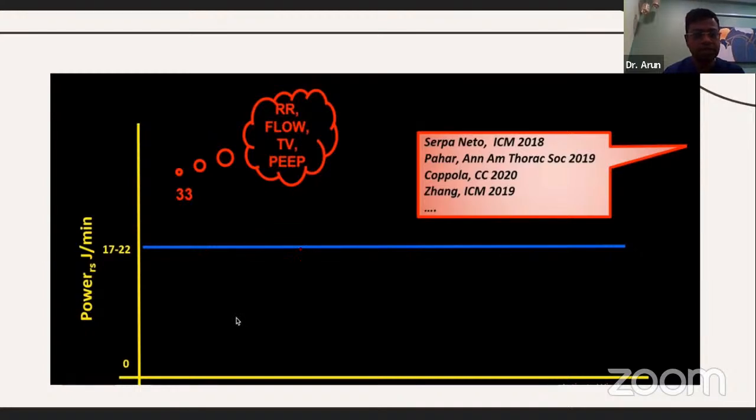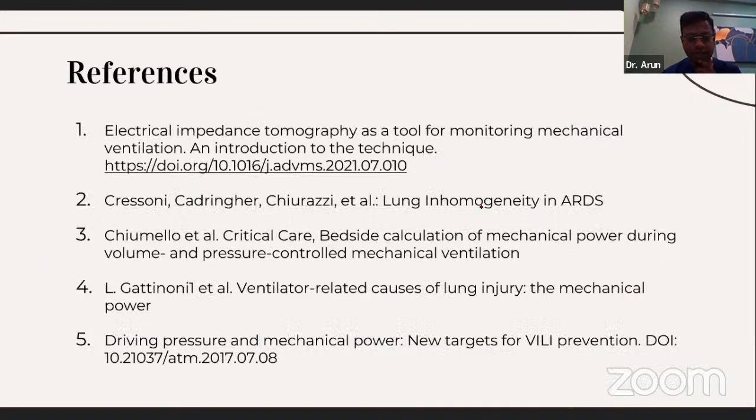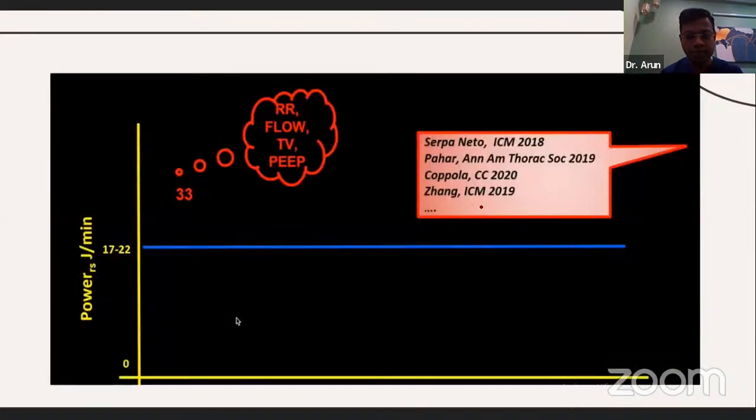But these questions are unanswerable yet. That is, which parameter I should give more importance, and these are all data available from the retrospective studies. So these are my references. I will stop here, and if any doubts, you can ask.